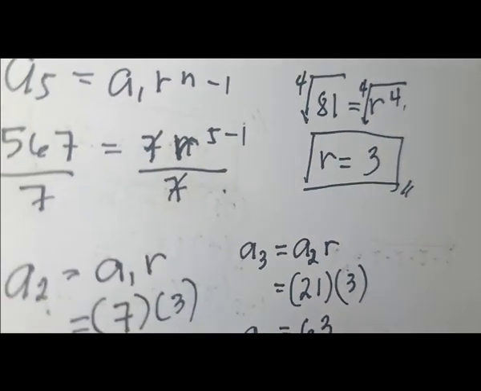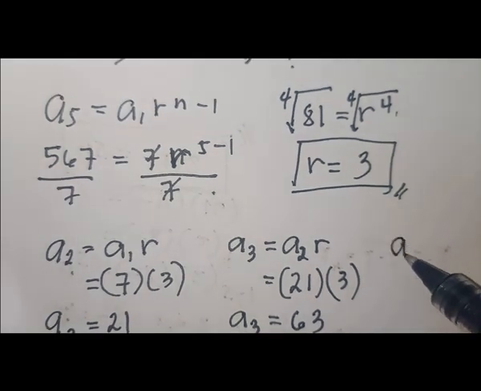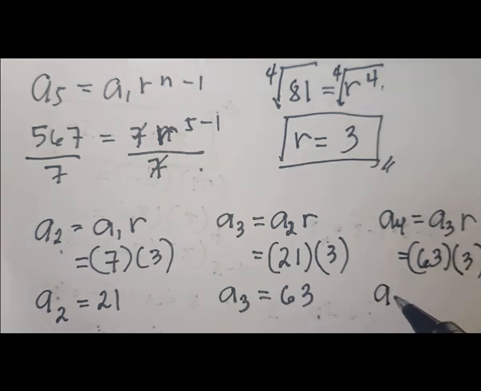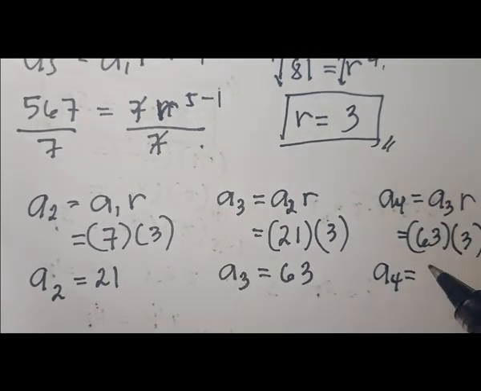How about a sub 4? Si a sub 4 naman, kailangan natin dito yung value natin kay a sub 3 times its common ratio. Yung a sub 3 na nakuha natin kanina ay 63 times the common ratio na meron tayo, we have 3. Therefore, yung value ng ating a sub 4 is 189.